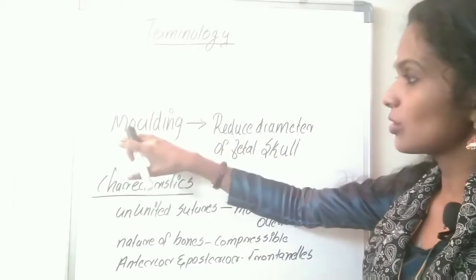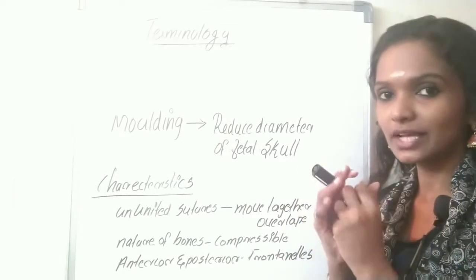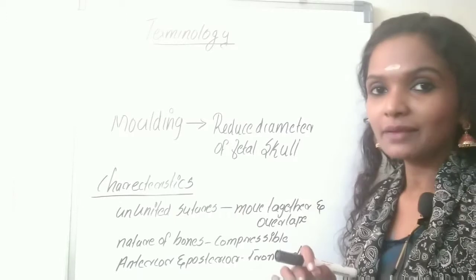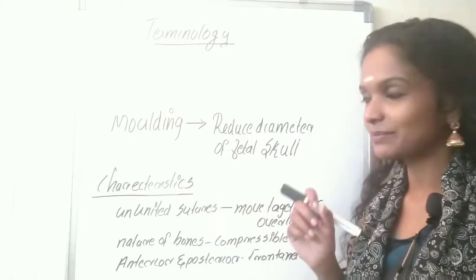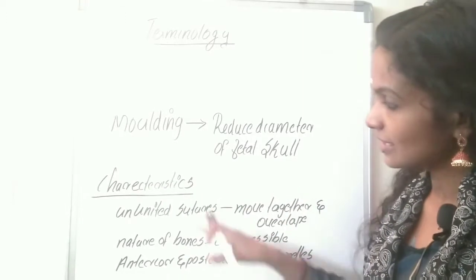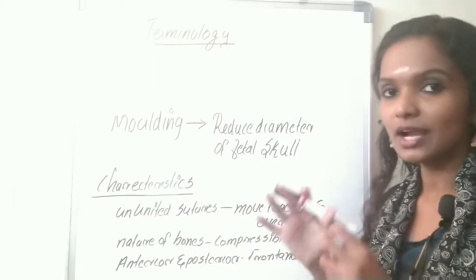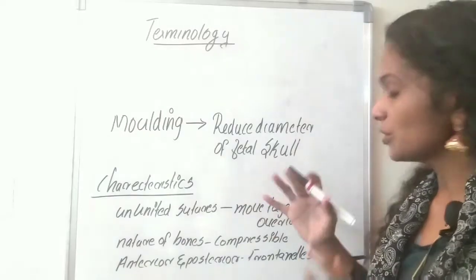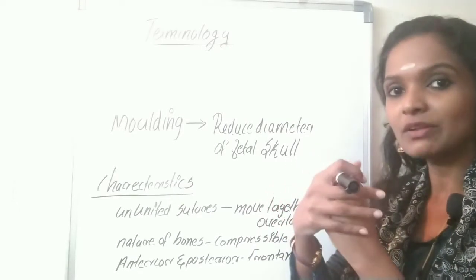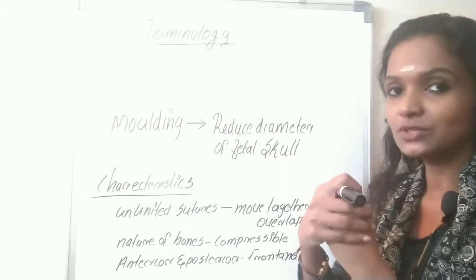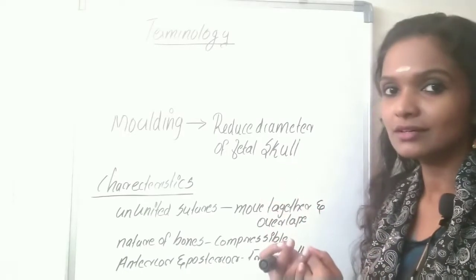Another terminology is moulding. Moulding is the process of reducing the diameter of the skull without causing any damage to the brain. The moulding process occurs due to some characteristics of the skull. So let's see what these characteristics are. The characteristic is the ununited sutures of the skull, which will move together and overlap during the time of delivery. It helps to reduce the diameter of the skull and makes it easy for the baby to come out of the pelvis.